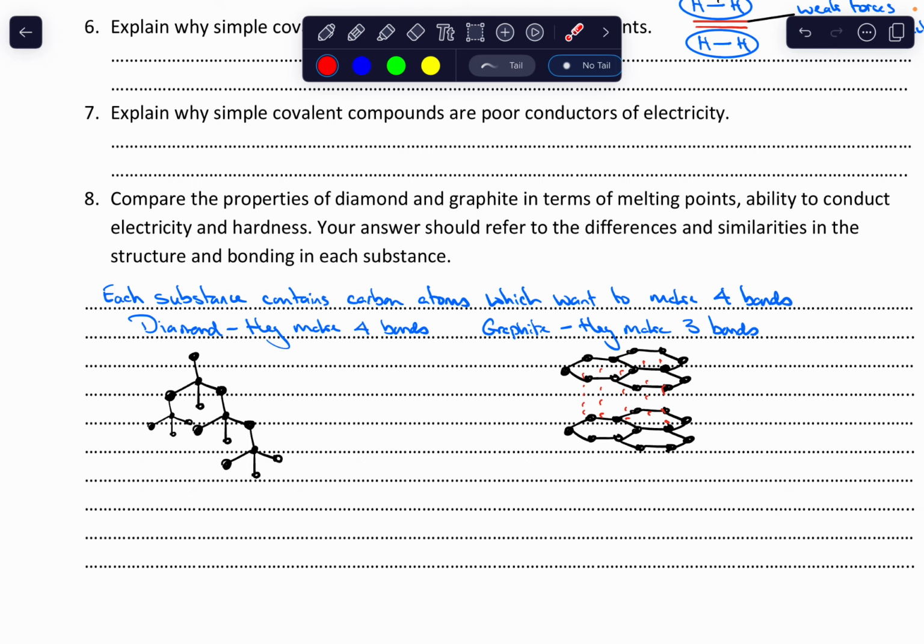In diamond, the carbon atoms do make 4 bonds, and this is my structure for diamond. And in graphite, the carbon atoms only make 3 bonds. Think about how those numbers of bonds make these substances behave differently and have different properties.